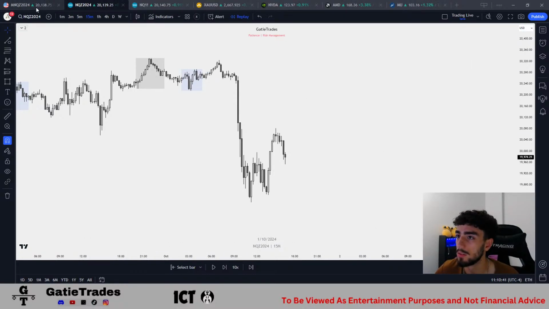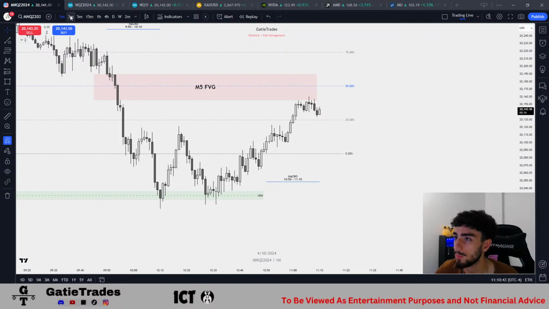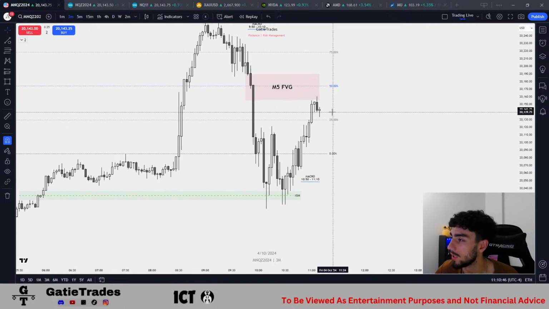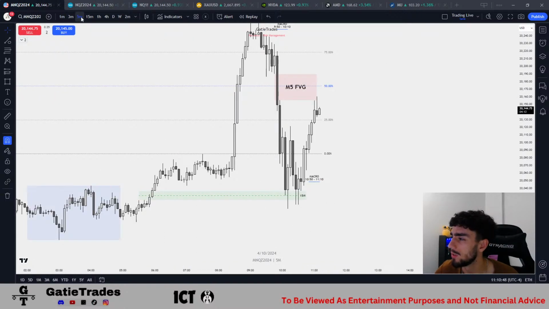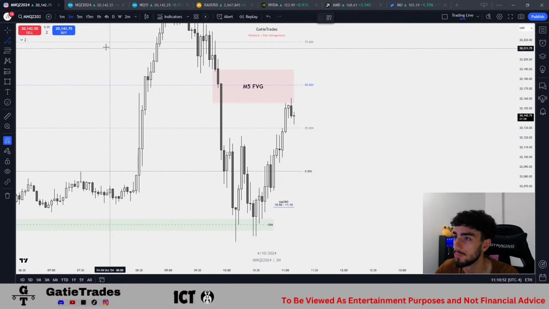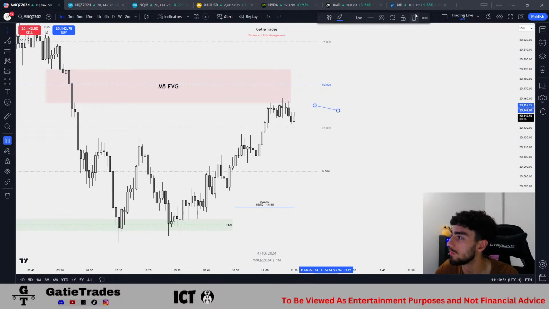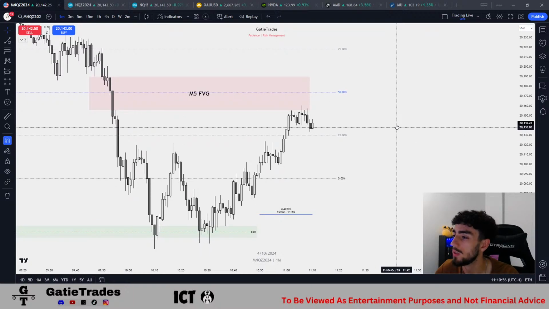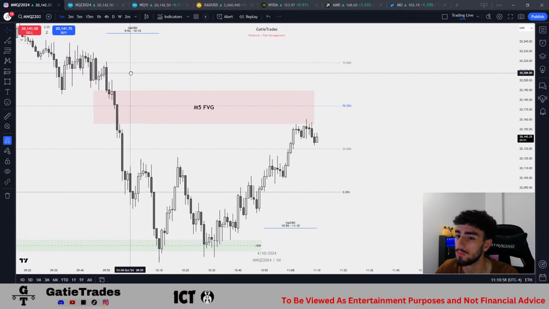Then today, let's see what happens here. So we formed a 3-minute fair value gap, just tapped in. There is a 5-minute fair value gap there. The 3-minute holds. We get the full buy model.